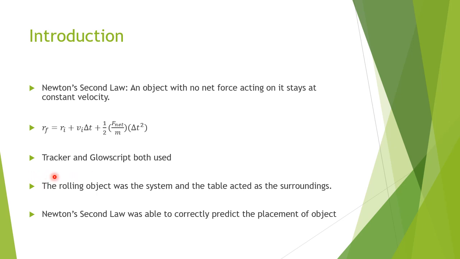To find the position of the object in the example, Tracker and GlowScript were both used and gave me data that I will show you later on in the presentation. For this experiment, an object was rolled across a table. The rolling object was the system, and the table acted as the surroundings. At the end, it was found that Newton's second law was able to predict the placement of the object.